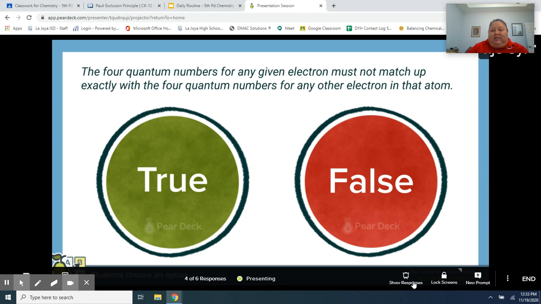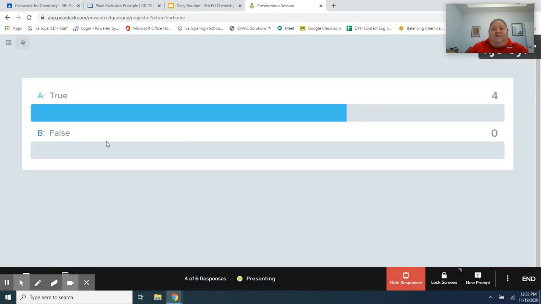Excellent. Okay, let's see what they've answered. 4 students have said true, a fifth with America, and then another person has said false. So we got 2 people who said false.